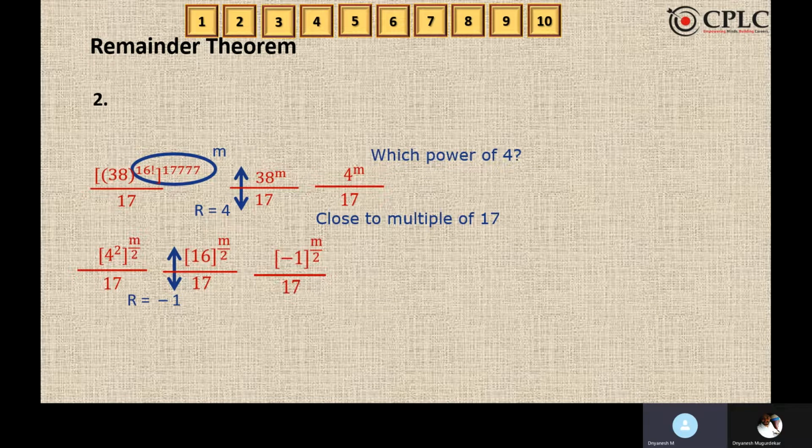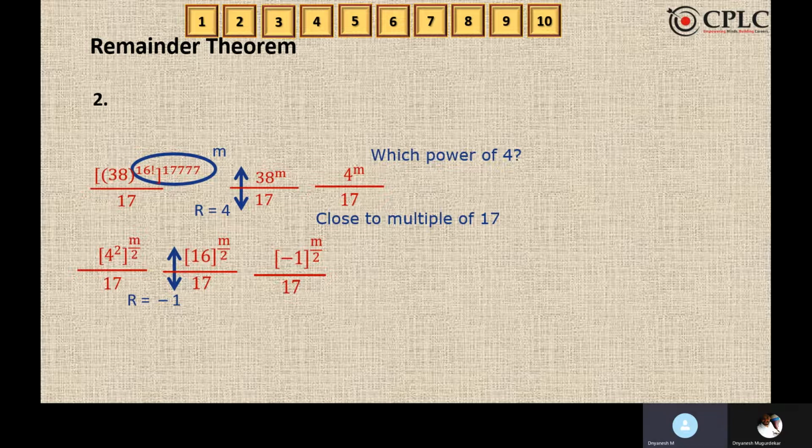What is the answer? The only thing for us to figure out is whether this m by 2 is even or odd. If m by 2 is odd, then minus 1 raised to odd will be minus 1, and minus 1 divided by 17, the remainder will also be minus 1. But if m by 2 is even, then minus 1 raised to even will be plus 1, and plus 1 divided by 17, the answer will be plus 1.